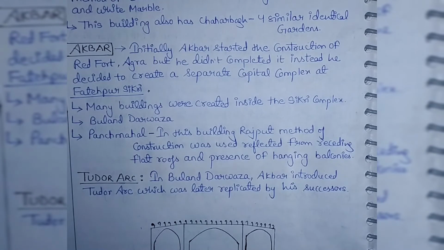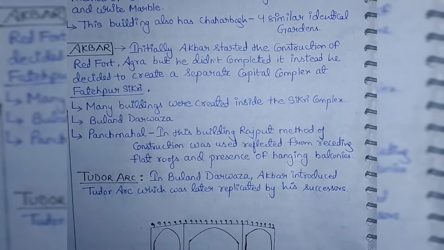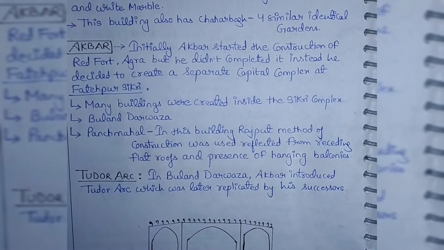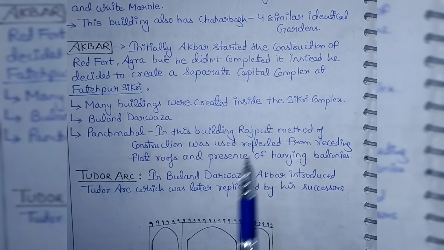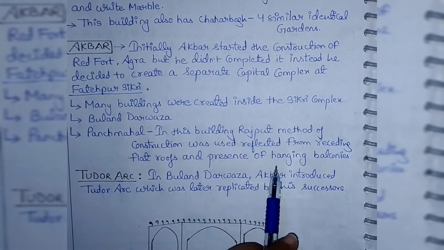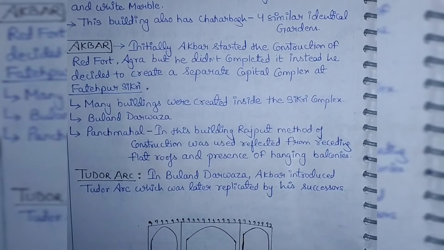At Fatehpur Sikri, many buildings were created inside the Sikri complex. One is the Buland Darwaza, another is the Panch Mahal. In the Panch Mahal, the Rajput method of construction was used, reflected from receding flat roofs and the presence of hanging walls. With these two features, it was similar to the Rajput method of construction. So Rajput style was also seen in this building.